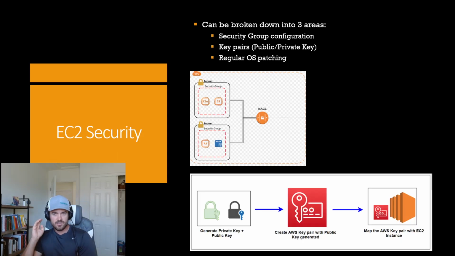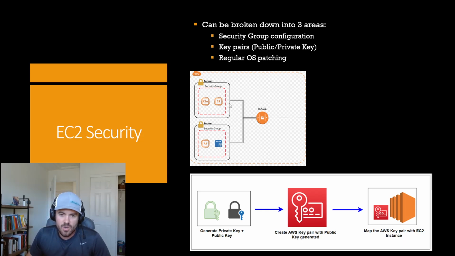All right, EC2 security essentially can be broken down into three areas, okay? As a best practice for AWS, we want to have security at multiple layers. This is a few ways we can do that. So you've got security group configurations, you've got key pairs consisting of public and private keys, and you've got regular OS patching. All right. So if we look at this top picture here, this is going to give us a visual of what security groups are.